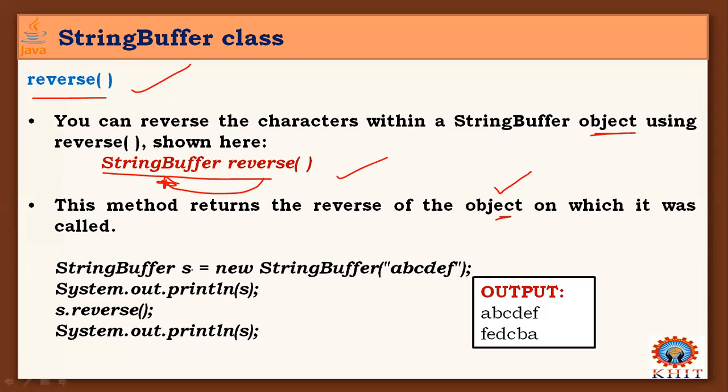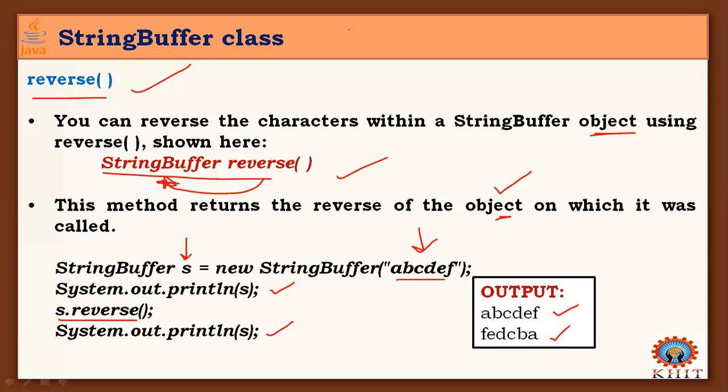It is a small example: StringBuffer object s with the string A, B, C, D, F. We are displaying it before reverse. After invoking the reverse method on this object, it reverses the content of the StringBuffer object s. So when displayed, every character in the string is reversed.